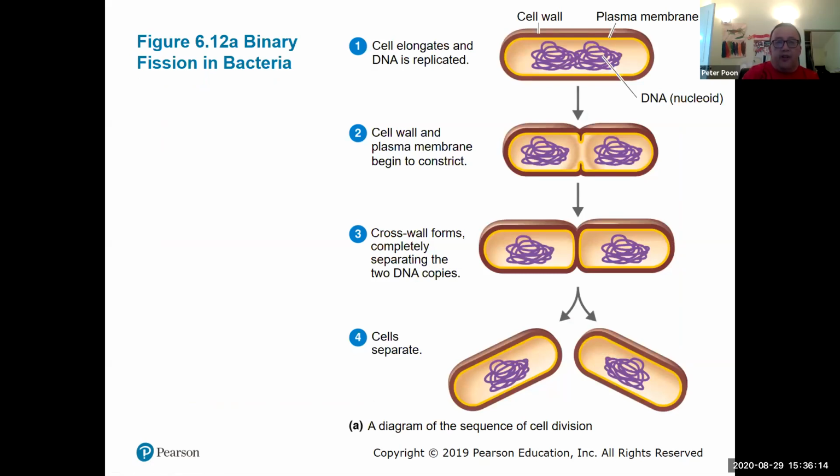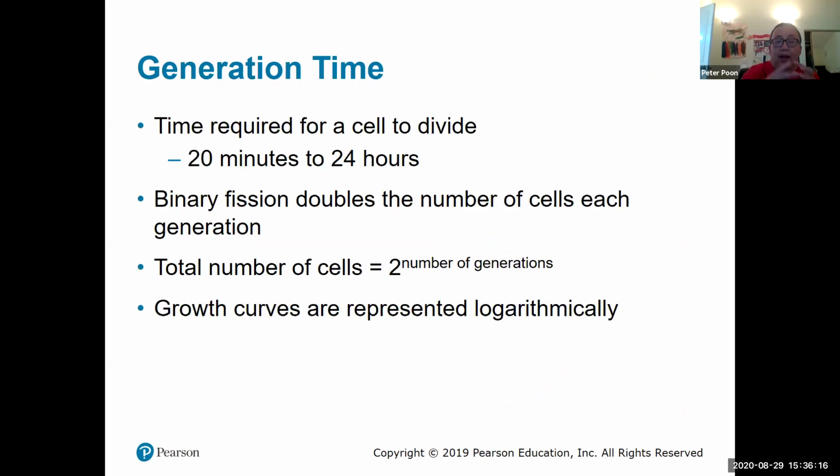Okay, so binary fission I don't care about. What I do care about is generation time. Generation time, by definition, is the time required for a cell to divide. It can be anywhere from 20 minutes to 24 hours.